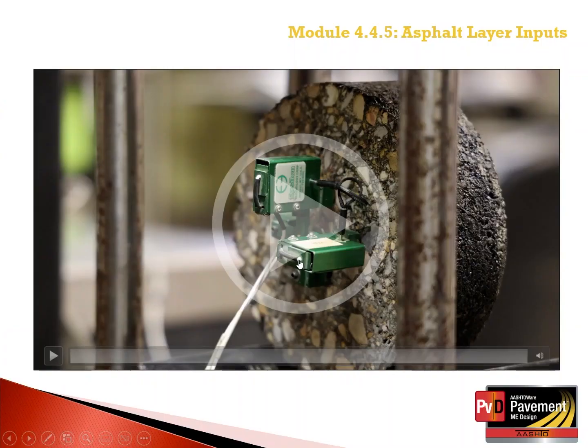The video clip showed the LVDTs attached to each surface of the specimen. In other words, there are LVDTs attached to this side of the specimen, and there's also a set of LVDTs to measure vertical and horizontal displacement on the opposite side of this test specimen.